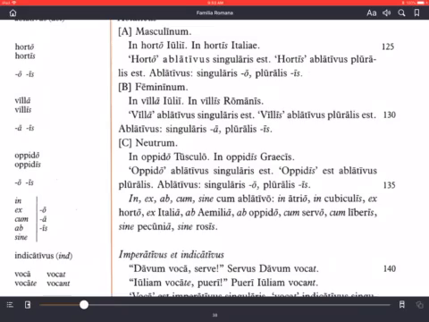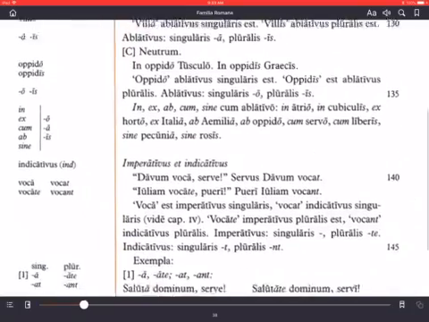Ab Aemilia, away from or from Aemilia. Ab opido, away from or from the town. Cum servo, with the slave. Cum liberis, with the children. Sine pecunia, without money. Sine rosis, without roses.